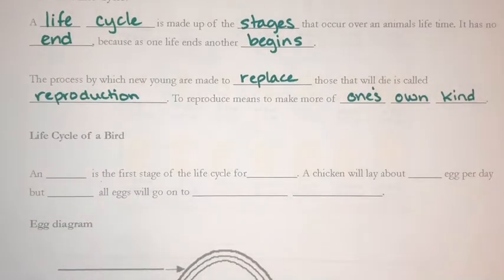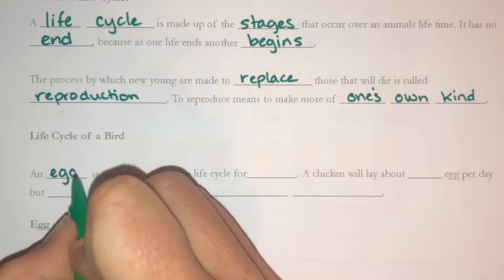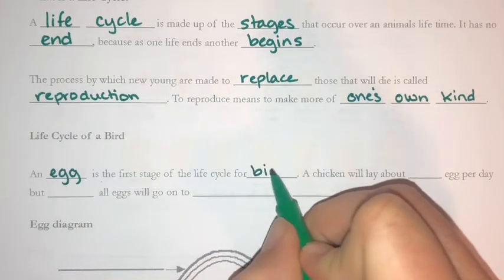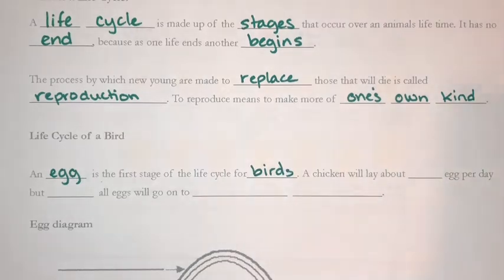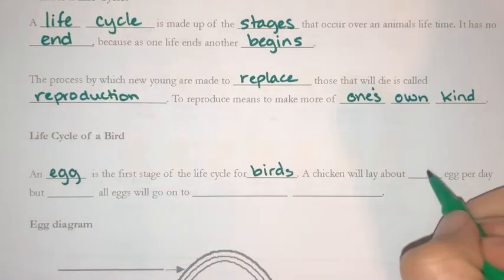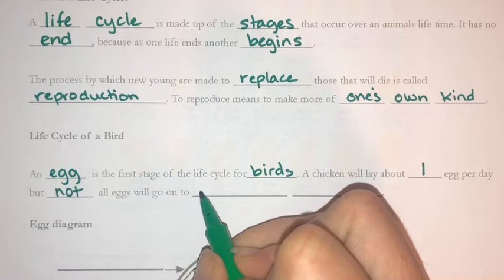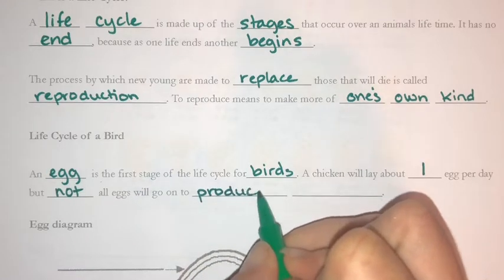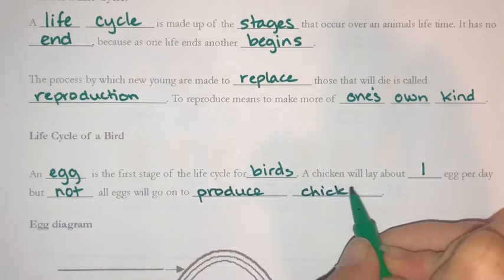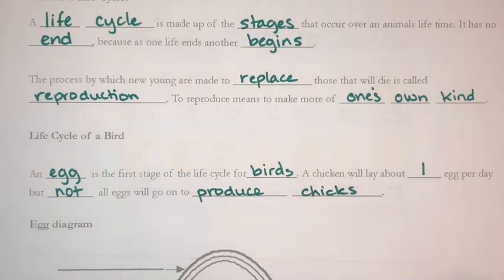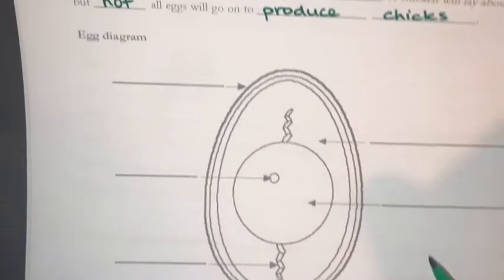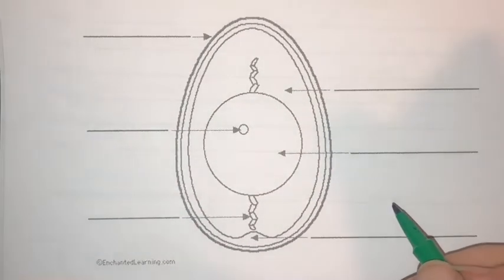We're going to start with life cycles of a bird. So an egg is the first stage of the life cycle for birds. We're going to take a chicken as our example. A chicken lays about one egg per day, but not all of those eggs go on to produce chicks. For example, many of the eggs are never fertilized. The eggs that you buy at the grocery store were probably never fertilized, and even if they had been left in the nest, they would not have been able to turn into baby chickens.